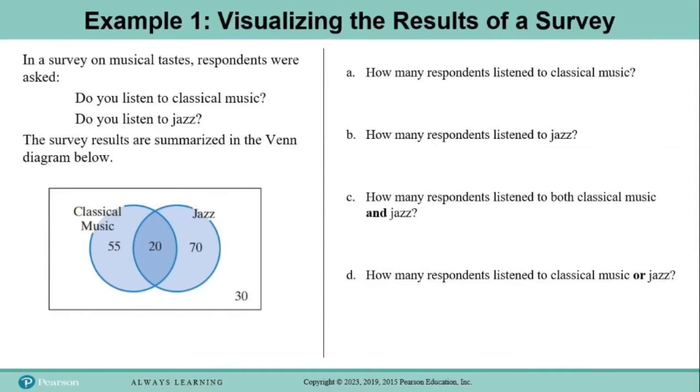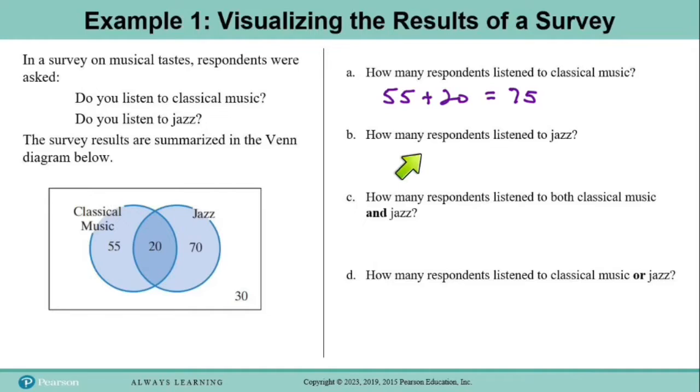So first up, example 1. It says, in a survey on musical tastes, respondents were asked, do you listen to classical music? Do you listen to jazz? The survey results are summarized in the Venn diagram shown here. So, first question, how many respondents listened to classical music? Well, that's all of the people in the circle for the classical music set. So that includes the 55 people who like only classical music and the 20 people who like classical and jazz. So 55 plus 20 is going to be 75 total people who listen to classical music.